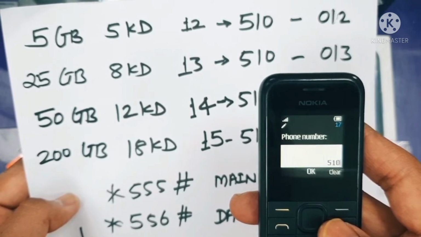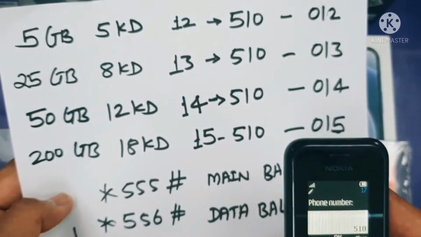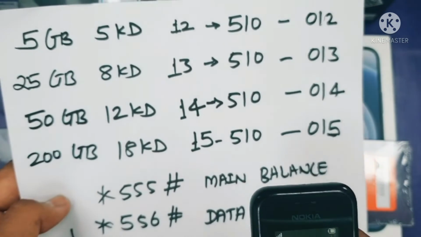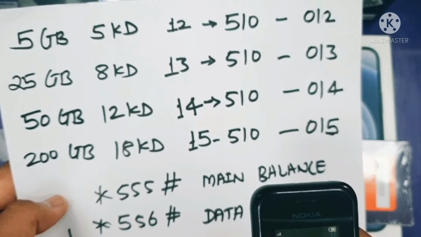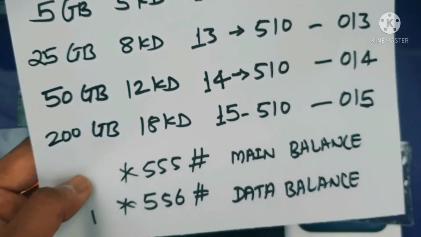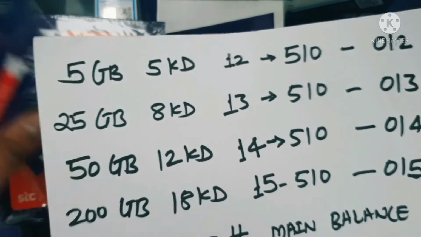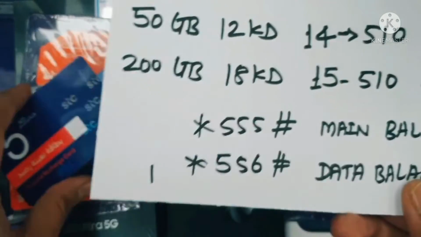If I have a 5GB plan to deactivate, then I have to type 012. If I have 25GB, then I have to type 013. If I have 50GB, then 014. 200GB, 015. Okay, after that, whenever you add your voucher card, you always make sure to check your main balance.